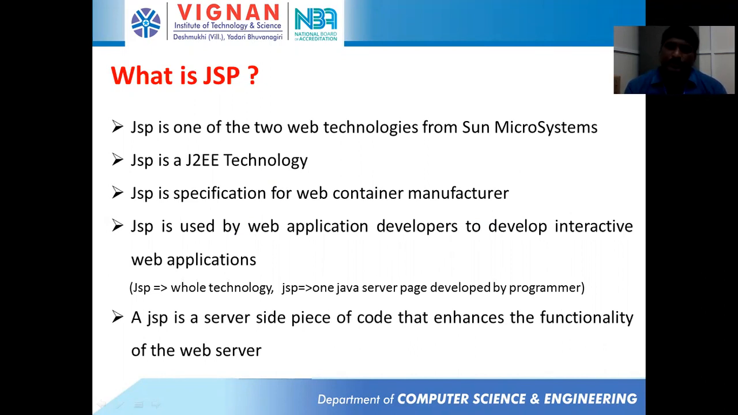Also, JSP is a specification for web container manufacturers. Sun Microsystems provides the JSP specification for the web container manufacturer, and the manufacturer has to implement these specifications in order to run JSP in its server. One more point: JSP is used by web application developers to develop interactive web applications. Capital JSP represents the whole technology, while a small jsp is one page developed by the programmer.